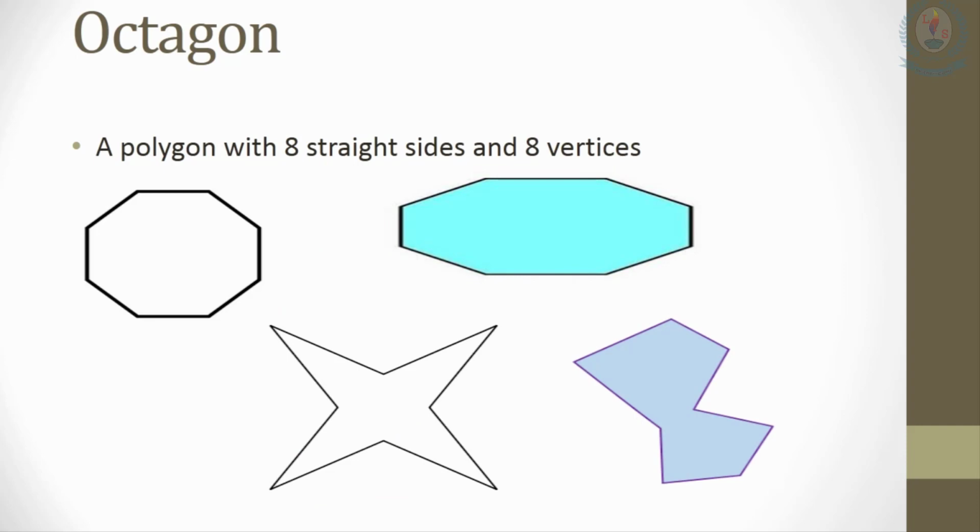What is an octagon? An octagon is a polygon with 8 straight sides and 8 vertices. 8 straight sides and 8 vertices. We call it an octagon.